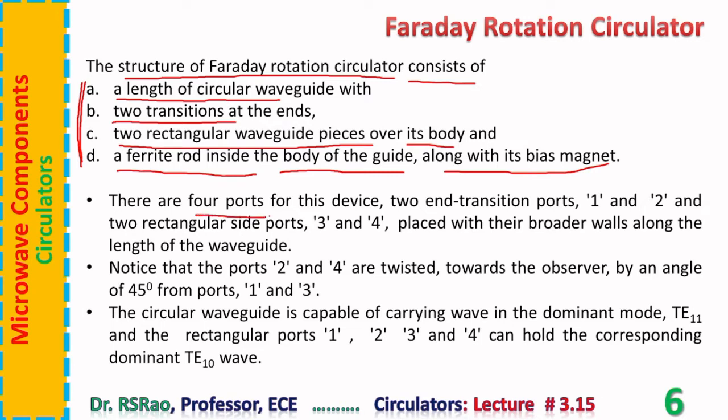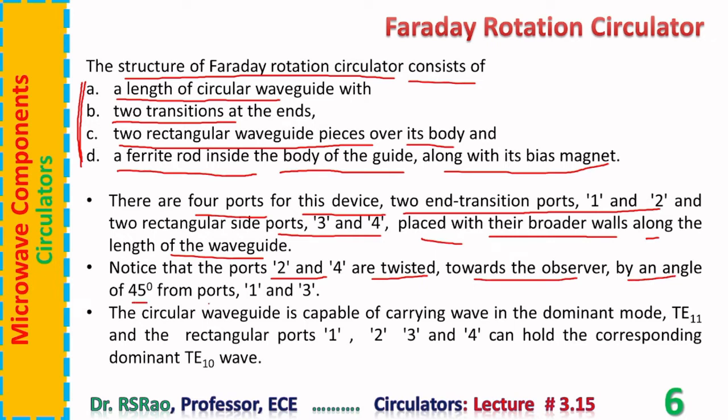There are four ports for this device: two end transition ports 1 and 2, and two rectangular side ports 3 and 4, placed with their broader walls along the length of the waveguide. Basically, it is a four-port device. Two ports are associated with the end transitions, and two ports are associated with two rectangular waveguide pieces. Ports 2 and 4 are twisted towards the observer by an angle of 45 degrees from ports 1 and 3. Twist. What is the purpose of twist?